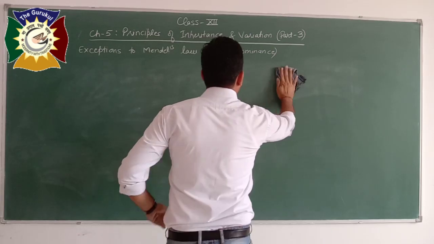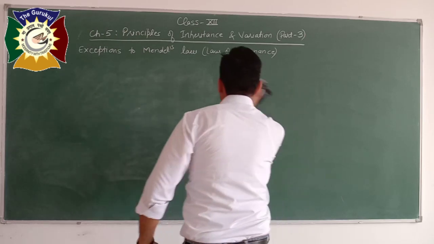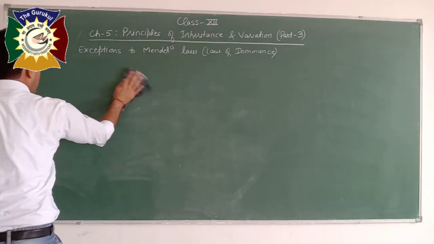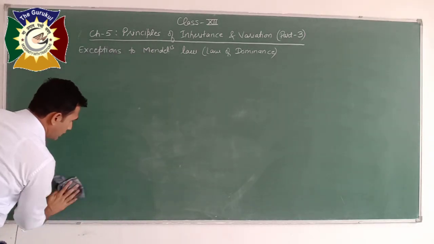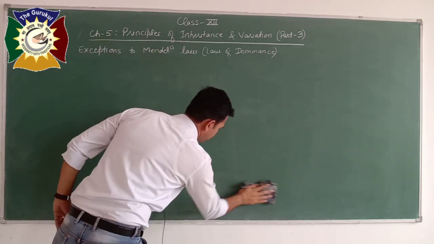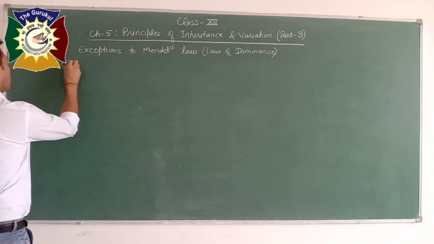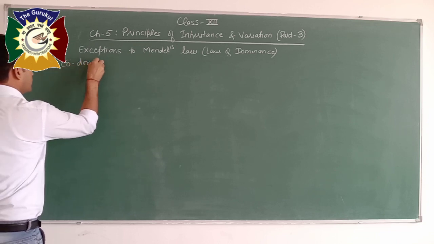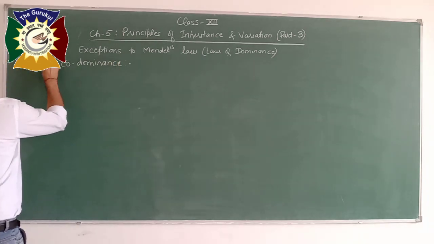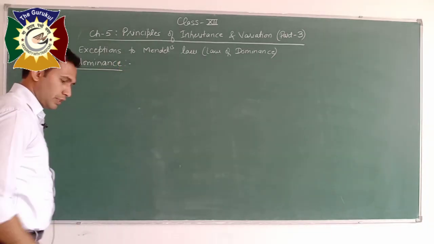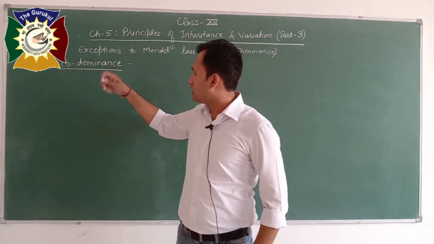So we have completed just one type of exception, A part, and we have written 4 types. So the second type is codominance. As the word suggests, co means both, dominance means dominance.